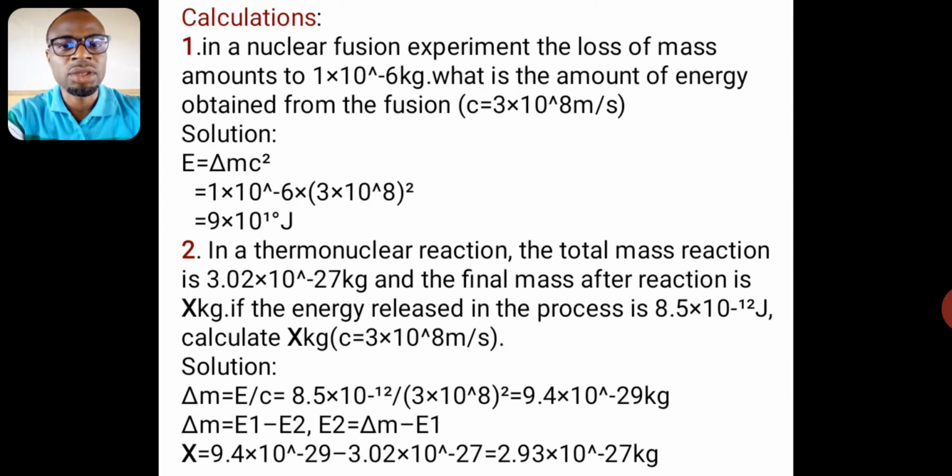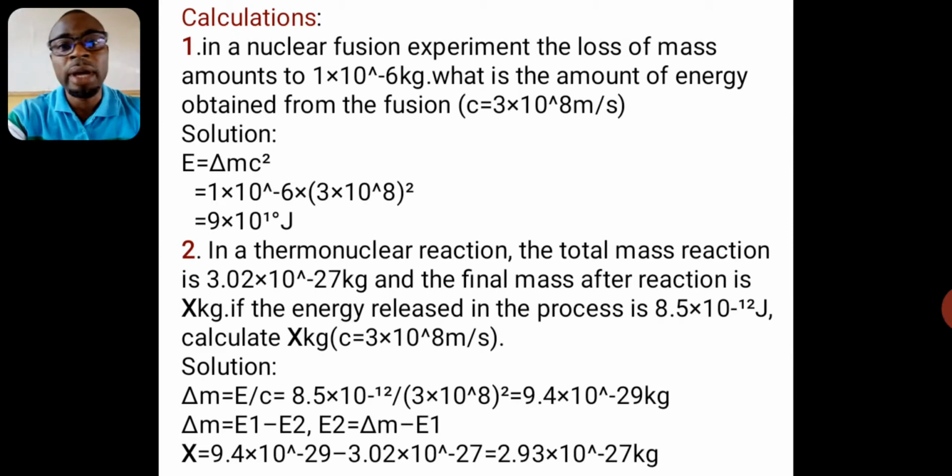We take the second question there. In a thermonuclear reaction, the total mass before reaction is 3.02 multiplied by 10 raised to power minus 27 kilograms, and the final mass after reaction is x kilograms. If the energy released in the process is 8.5 multiplied by 10 raised to power minus 12 joules, calculate x kg, where in bracket our speed of light is 3 times 10 raised to power 8 meters per second. Let's look at the solution to that question.